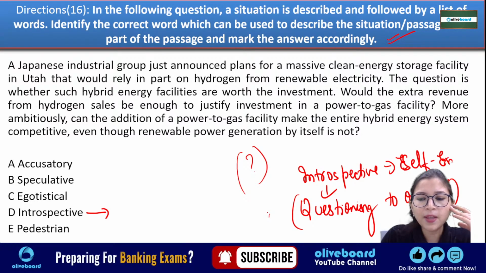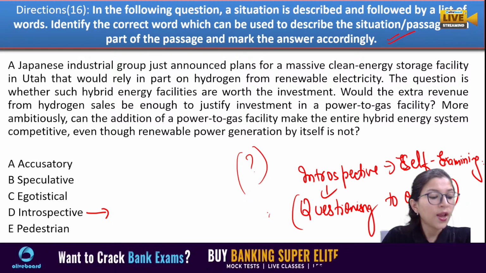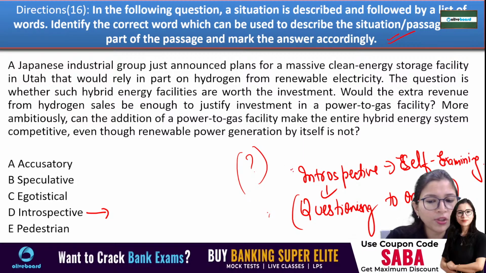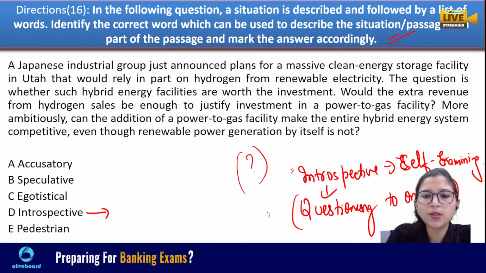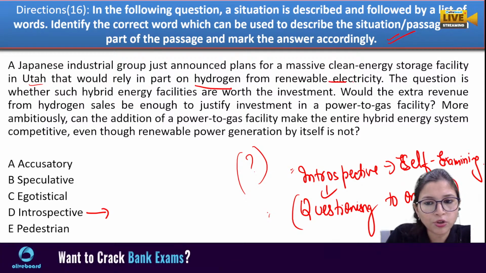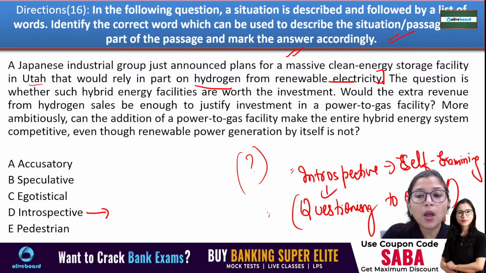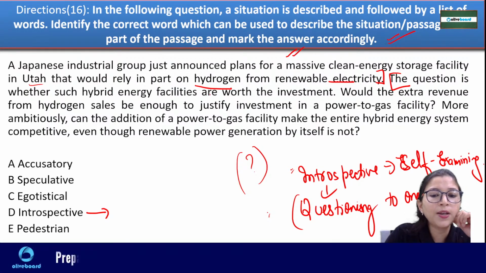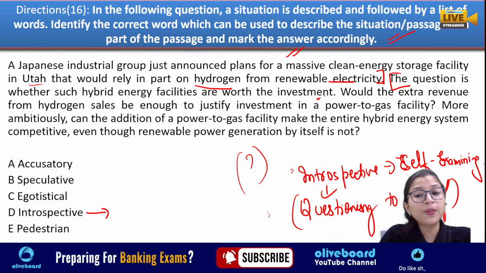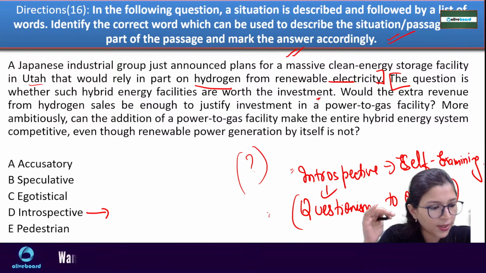सो आई डोंट थिंक कि यहाँ पे सेल्फ एग्जामिनिंग वाली कोई सिचुएशन है. There is no self analysis, self examination, आत्मचिंतन here. Now let's see. A Japanese industrial group just announced plans for a massive clean energy storage facility in Utah that would rely in part on hydrogen from renewable electricity. ठीक है, उन्होंने प्लान अनाउंस कर दिया. Now the question is whether such hybrid energy facilities are worth the investment. सबसे बड़ा क्वेश्चन है कि क्या इस तरह की हाइब्रिड एनर्जी फैसिलिटीज में इन्वेस्ट करना चाहिए?